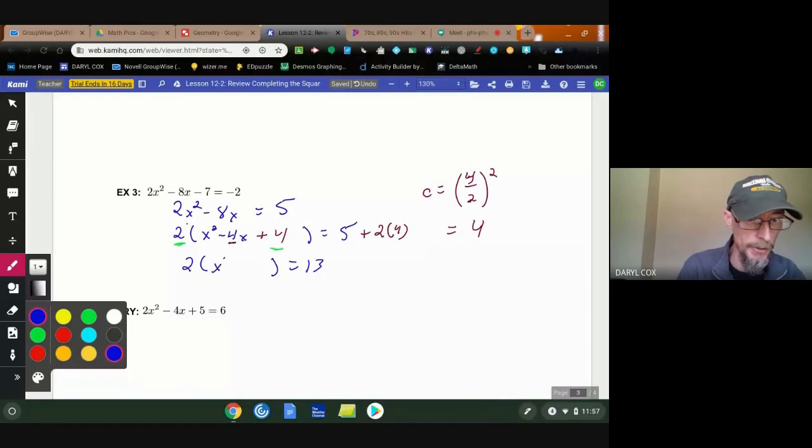And this is my x squared. Square root of 4 is 2. Follow the b term sign. There you go. Oh yeah, don't forget to square it. And there's my solution.